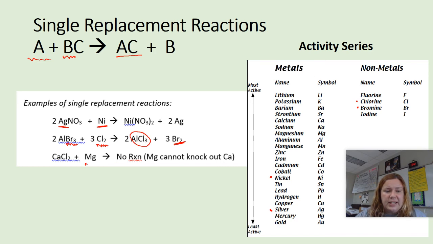Now look at this one. We have magnesium as our singleton. Magnesium's a metal, so we're going to look at it against calcium. Here's magnesium, here's calcium. Magnesium cannot knock out calcium because magnesium has less activity than calcium does. So what we write is no reaction. Rxn is a common way in chemistry to write reaction. So magnesium cannot knock out calcium. If we put magnesium with calcium chloride, we'd make a fun mixture and be like, that's it, nothing else is happening.